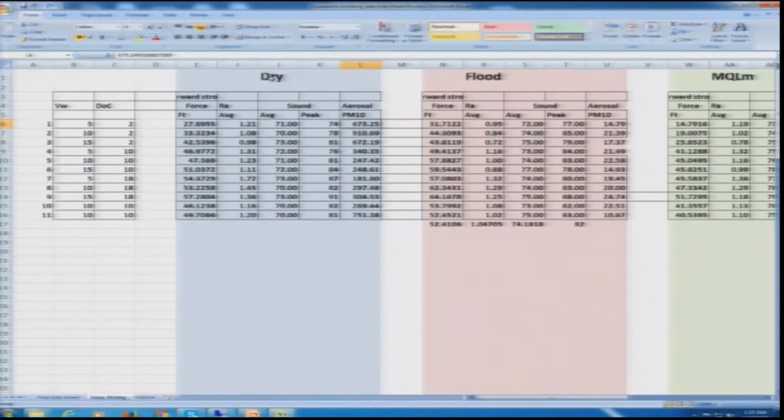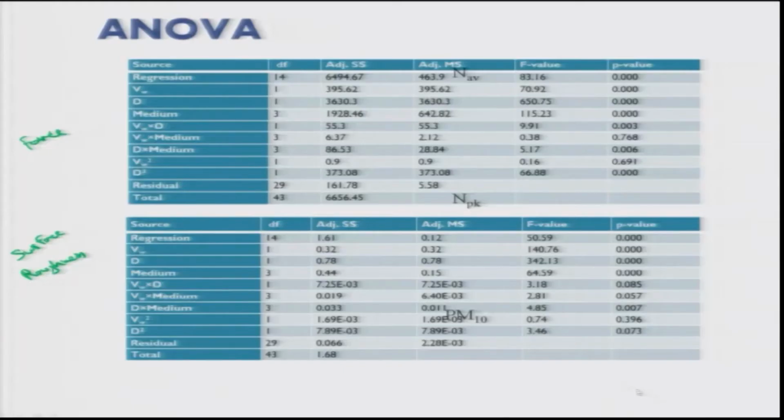So, in case of dry, there wouldn't be aerosols, there would only be metal dust. This metal dust is of the order of 600, starting from 200 to 1000 micrograms per meter cube. In case of flood, we can see that it is low. We'll look into it when we do the analysis, and we'll also see the differences and try to find the reasons why this difference is there.